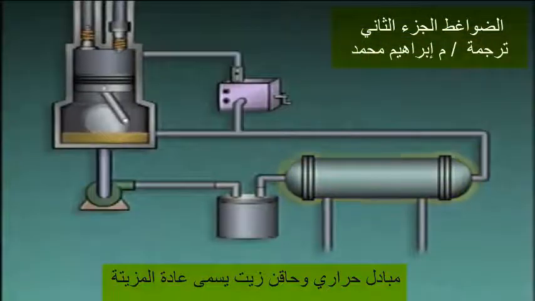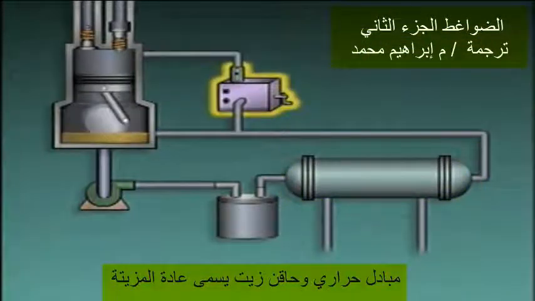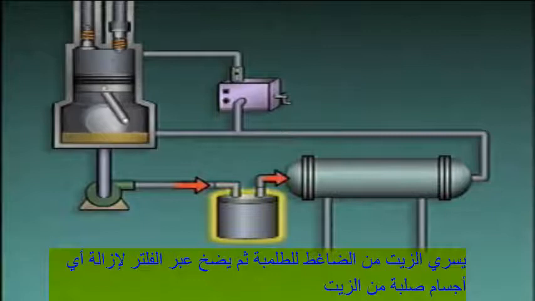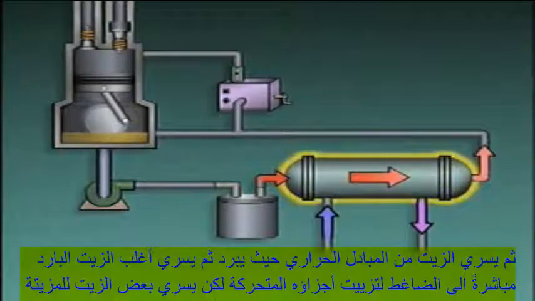a heat exchanger, and an oil injector, which is commonly called an oiler. Oil from the compressor flows into the pump. The oil is then pumped through the filter, which removes any solid particles from the oil. Next, the oil flows through the heat exchanger where it is cooled.